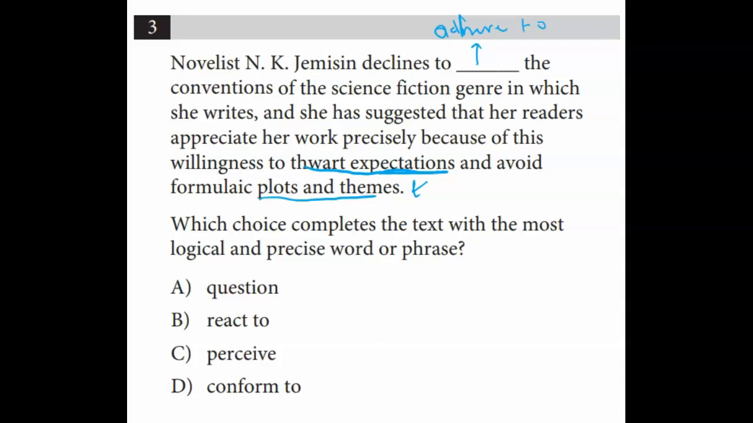So let's look. Declines to question. She doesn't decline to question it. That makes no sense. It would make sense saying she questions the conventions, but she does not decline to question. So, no.